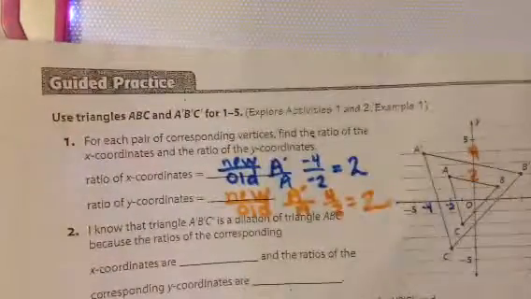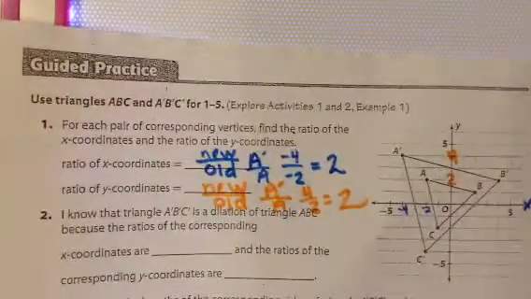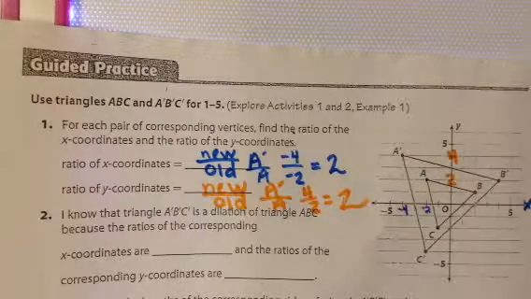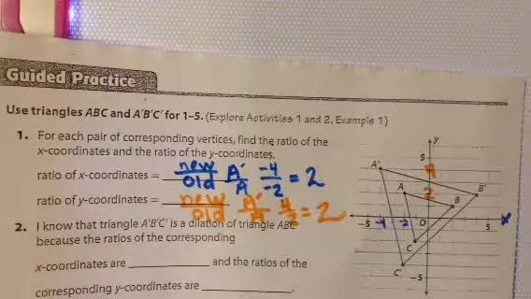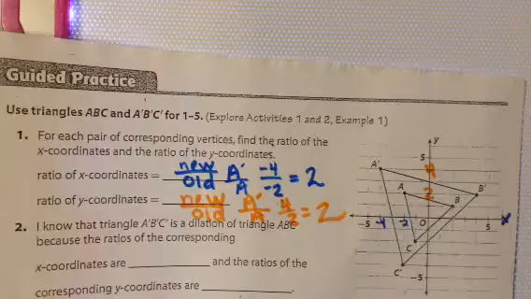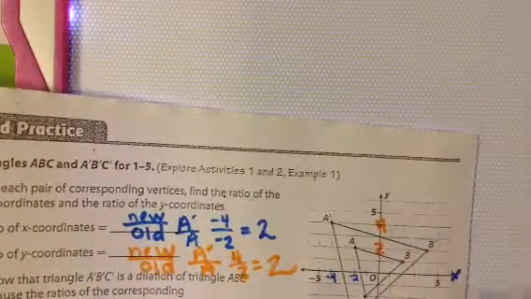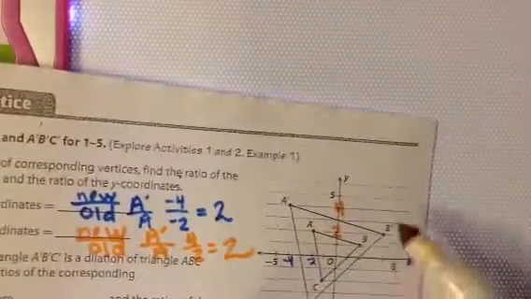They wanted me to do both the X and the Y coordinates just to show you it doesn't matter if you use the X or the Y, because they're both going to reduce down to the same answer. So you just got to choose: do I want to use the X or the Y? And it doesn't matter which point you use either. It would have gotten the same answer for B and C.